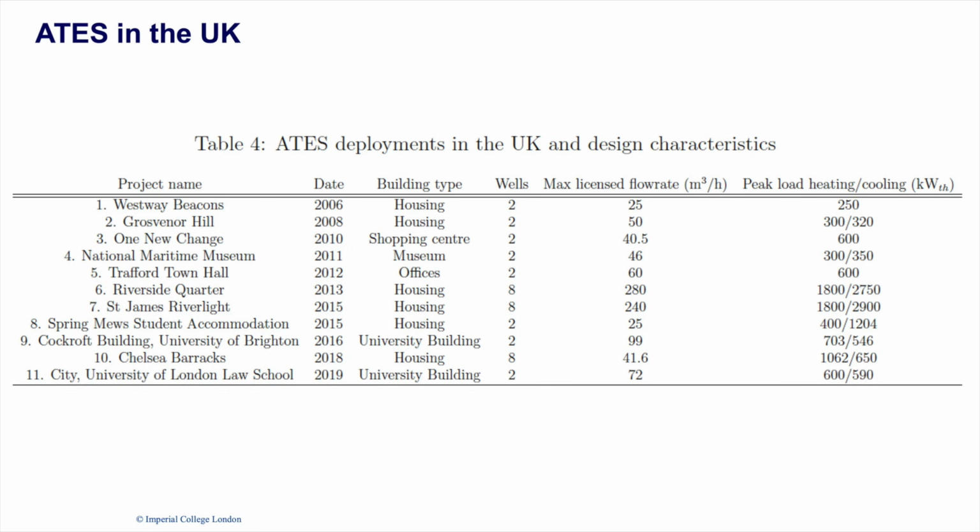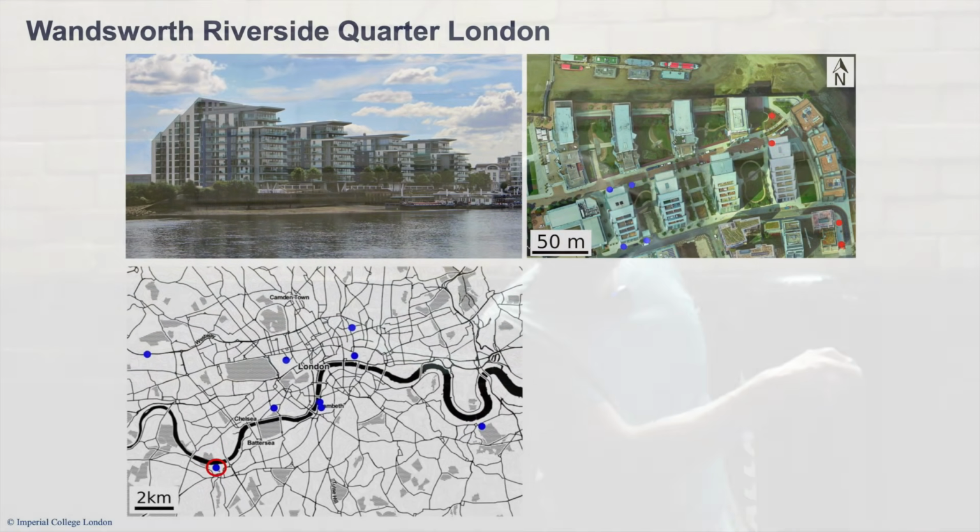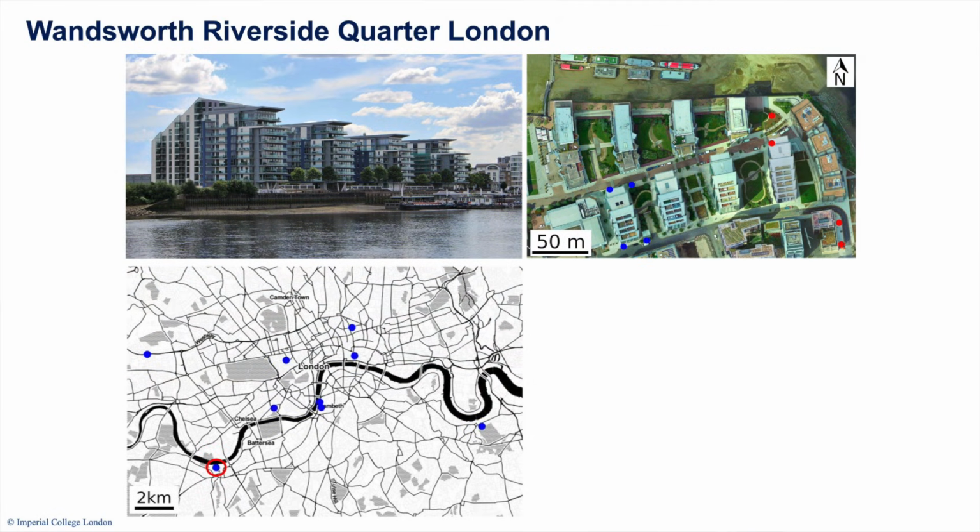So the biggest ones here in London, Riverside Quarter and St James Riverlight, these are 2 megawatt heating and cooling systems. This is not individual houses, and in fact this is a picture of one of the developments that's supplied by an UTES system in Wandsworth in London. This is a big development, there's 500 flats and shops and so forth, and this is being supplied by an 8-well UTES system with significant CO2 savings over conventional CHP plants and so forth.